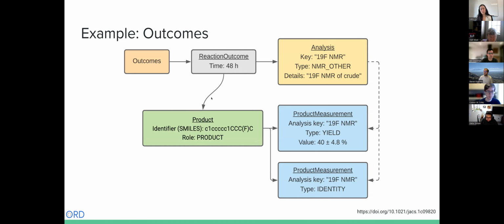And then for outcomes, since outcomes are usually only really understood in the context of both a product and an associated analysis, you specify the product and then specify one or more different analyses that were done on the product with measurements for that analysis, so that you can put in NMR data, or if you have LCMS data or other things that are added as descriptors of the products, the reaction, they're all supported in the schema format.